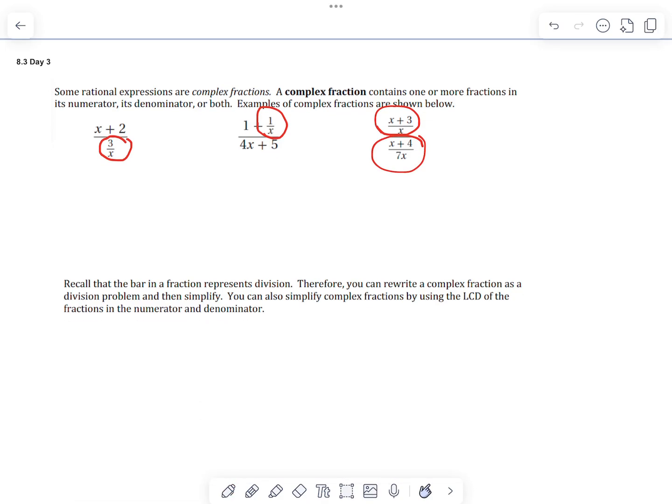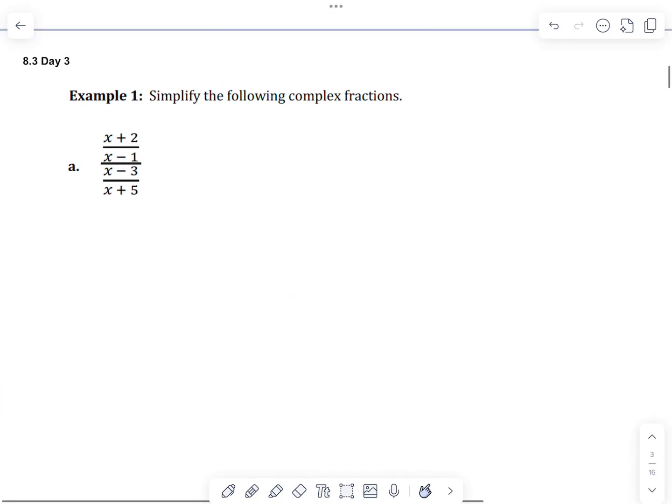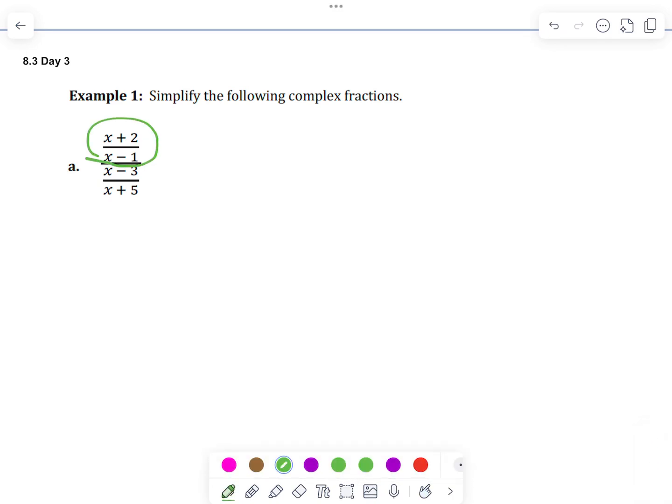So recall that the bar in a fraction represents division. Therefore, you can rewrite a complex fraction as a division problem and then simplify. You can also simplify complex fractions by using the LCD of the fractions in the numerator and the denominator. So here's our first example. We're going to go ahead and keep the first fraction. And then this is our division symbol, so we're going to change that to multiplication. And then we're going to flip the second fraction.